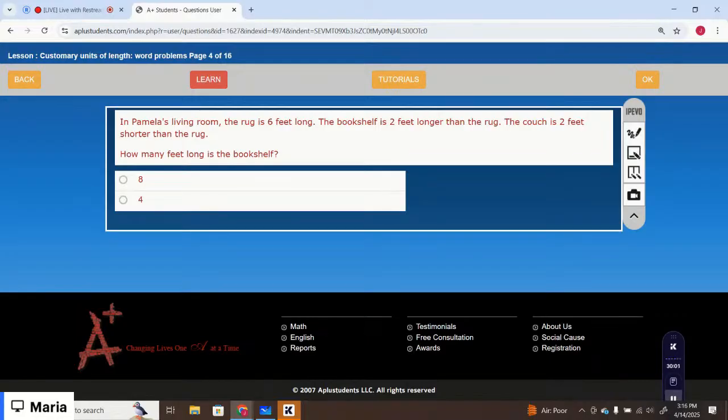In Pamela's living room, the rug is 6 feet long. The bookshelf is 2 feet longer than the rug. The couch is 2 feet shorter than the rug. How many feet long is the bookshelf? So, which is the correct option?